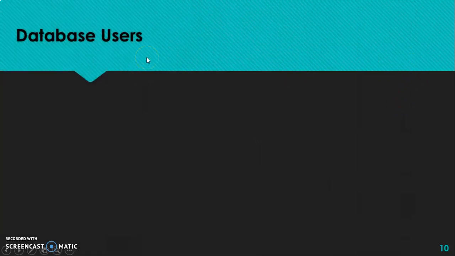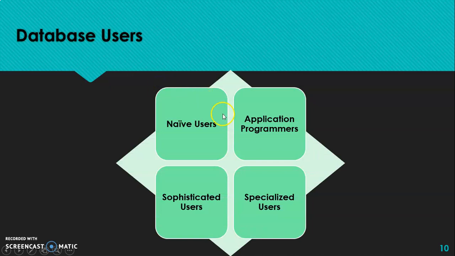Starting with the database users. We have 4 types as discussed: naive users, application programmers, sophisticated users, and specialized users. Now generally, mostly sophisticated users and specialized users directly interact with your database. Application programmers are those who deal with programming languages and can have access to the database. Naive users are general users who may or may not have knowledge about database systems, or very little knowledge about the database system. Any general user, you can say.